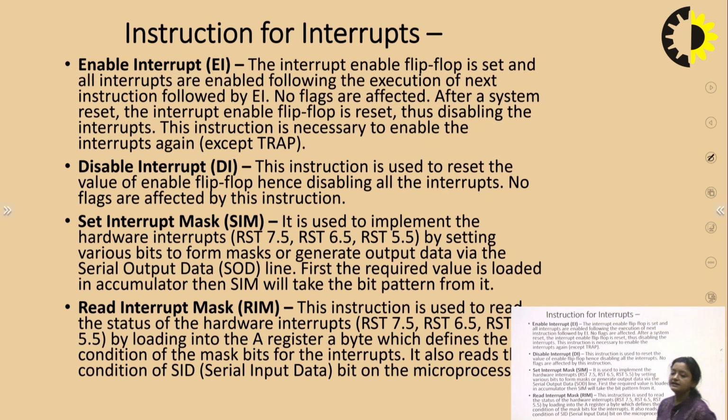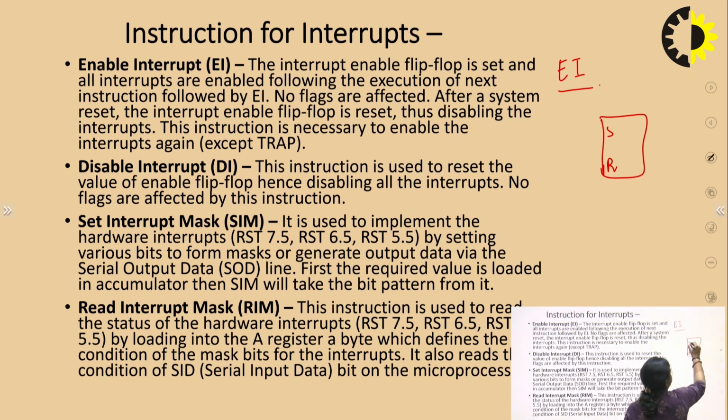In the last slides, I have collected some instructions which are related to your interrupts. So these instructions are enable interrupt. First of all, EI. This is called enable interrupt. So whenever we want to enable any interrupt, we connect this particular instruction to the SR flip flop. SR flip flop, you know, this is set and this is reset. And the output goes according to the set pin. So here we give EI command, that is called enable interrupt.